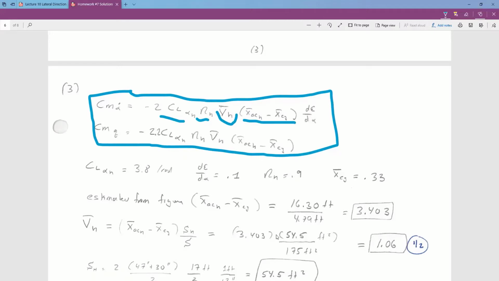You go to the figure for the airplane, and I got this value for the distance from the CG to the aerodynamic center of the horizontal tail. Is that close to what you guys got? Again, this is non-dimensionalized with respect to C bar, so you have to measure the distance and then divide by 4.79.